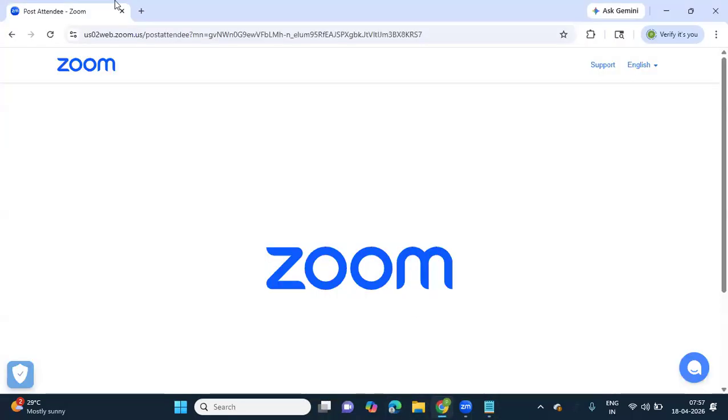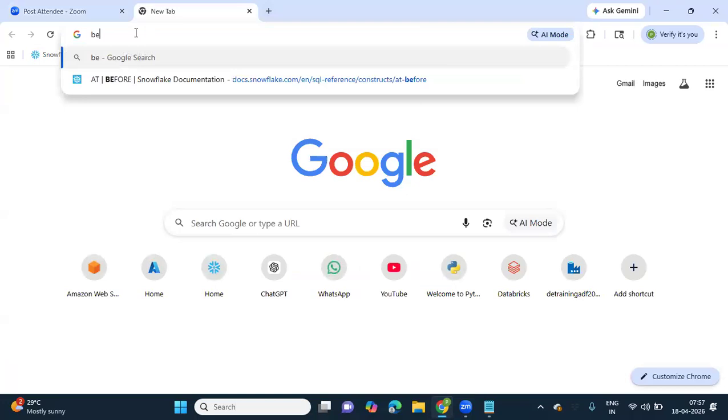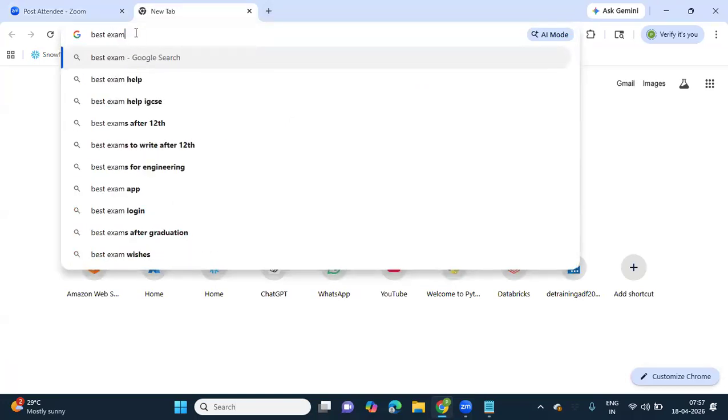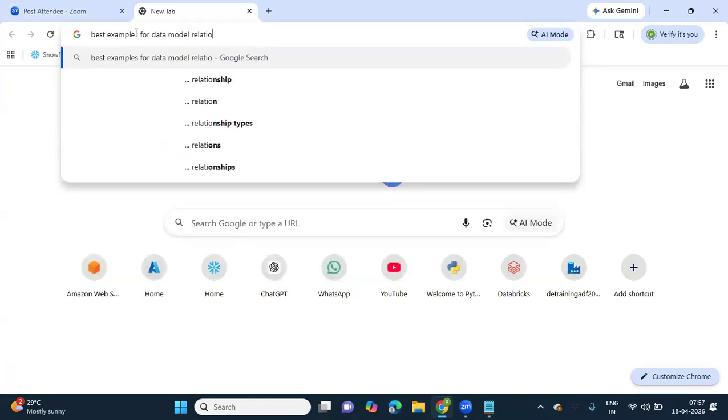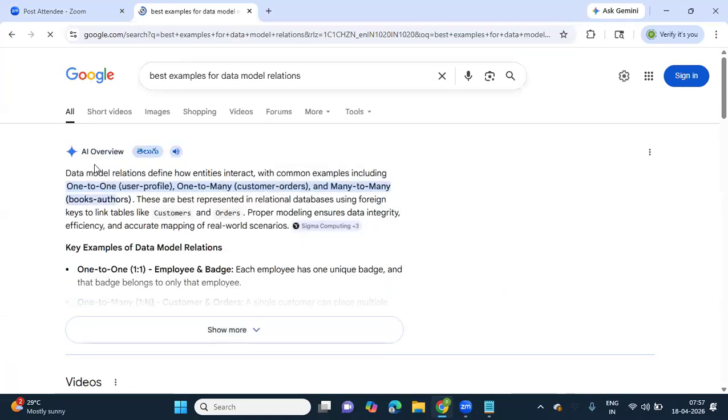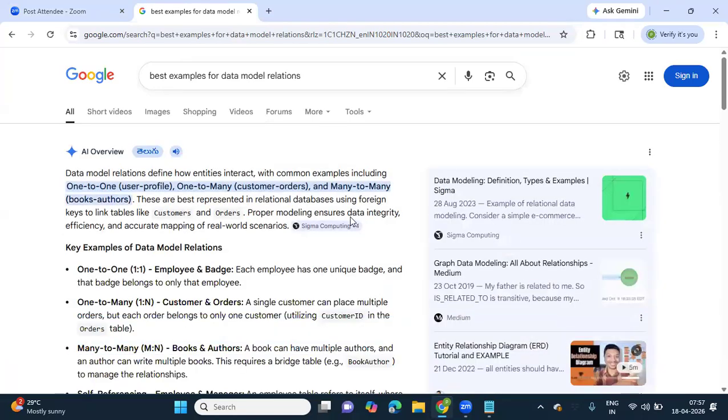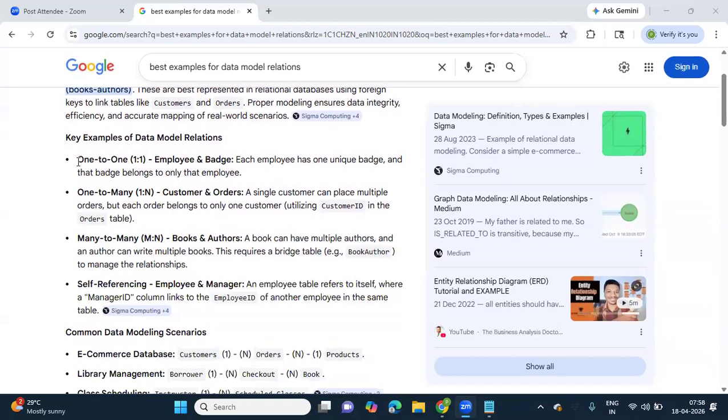Let's see if we can find a best example over Google. Best examples for data model relations. Okay, let's see here. How entities interact, with common examples including one-to-one user profile, one-to-one customer orders, many-to-many book authors. They are not talking about a single business unit. They were talking in general, the best examples here.